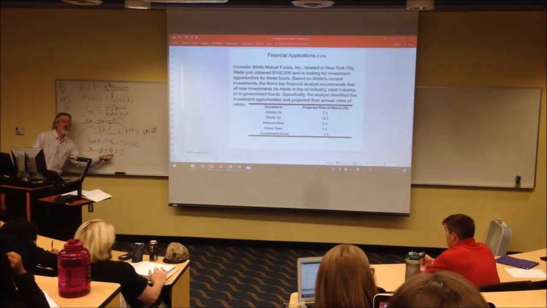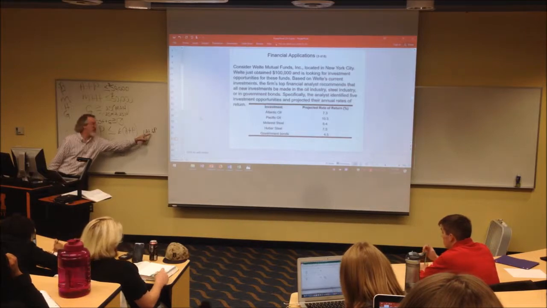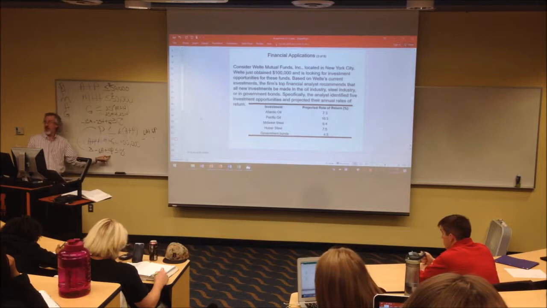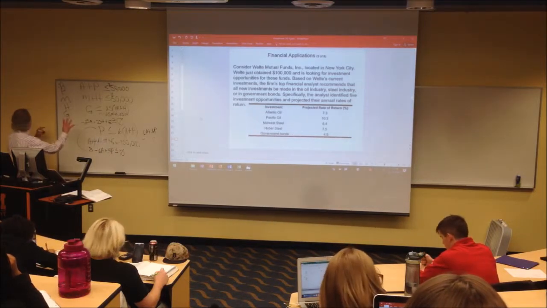Everybody see where I got this 0.4P? I was subtracting 0.6P, but there was a P on here, a whole one. So 1 minus 0.6 leaves me with the 0.4. Now we're back to the objective function.